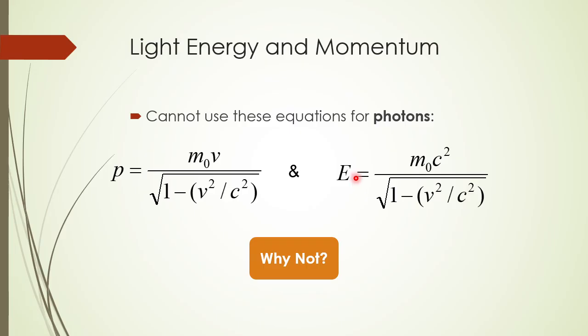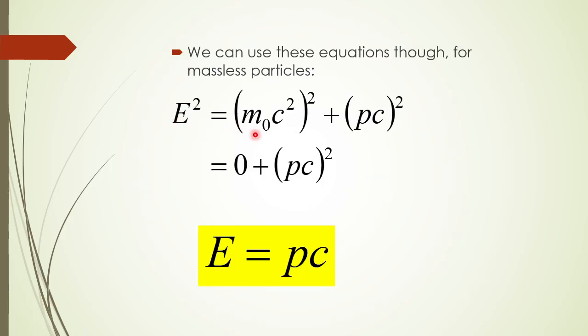So we actually need to use the E squared equals m squared c to the power of 4 plus p squared c squared equation to be able to find the energy of a photon or any other massless particles. So we'll end up with this relationship for the energy of a photon, or if you have the energy of the photon, you can then calculate its momentum.